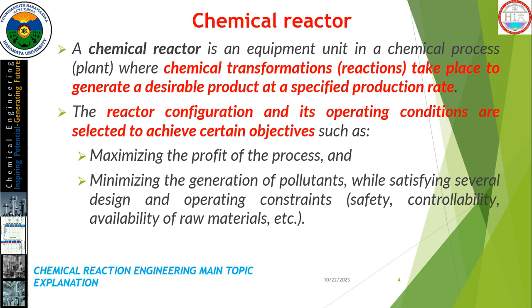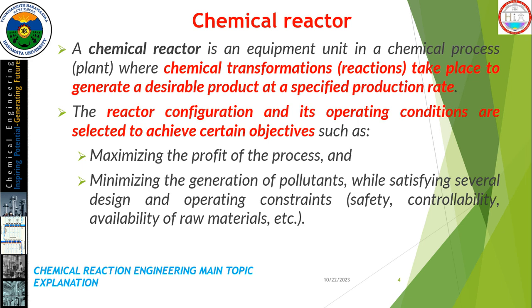The reactor configuration and its operating conditions are selected to achieve a certain objective, such as maximizing the profit of the process, which means increasing the production rate, or increasing the conversion of reactants into products. The other one is minimizing the generation of pollutants, since the release of pollutants into the environment directly affects human beings, which means social, economic, and other parameters.